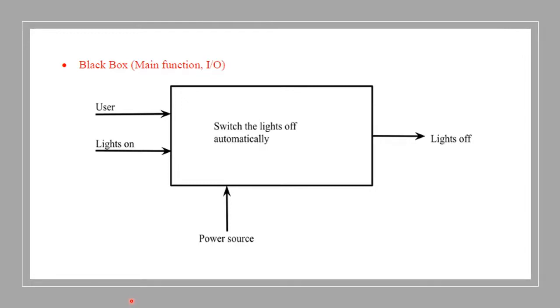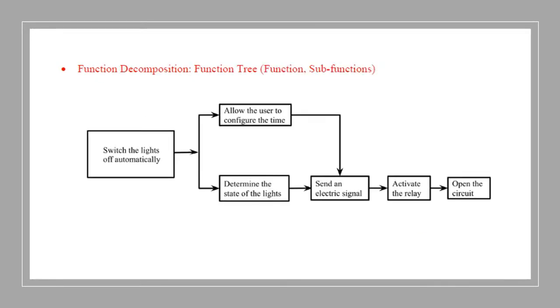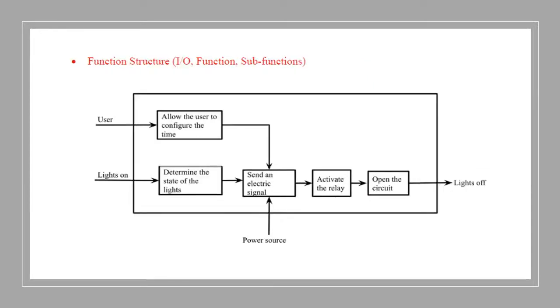We used the black box to determine the main function, which is to switch the lights off automatically, as well as the inputs and outputs. Then, by decomposing the main function, we got the following function tree composed of the main function and its subfunctions, which are to allow the user to configure the time, as well as to first determine the state of the lights, then send an electric signal, then activate the relay, and finally open the circuit, therefore turning off the lights. And by combining everything that I have mentioned so far, we get the function structure, which contains the inputs and outputs, as well as the function and its subfunctions.